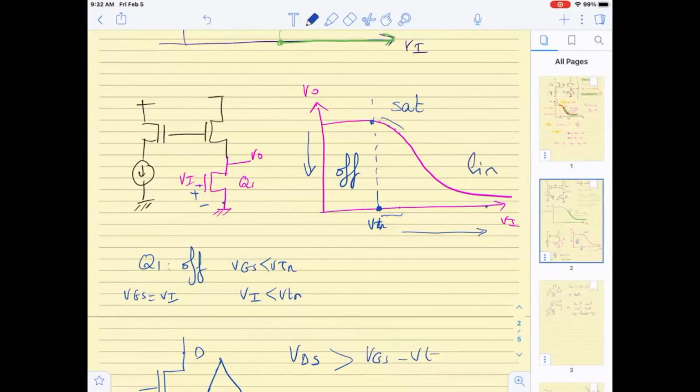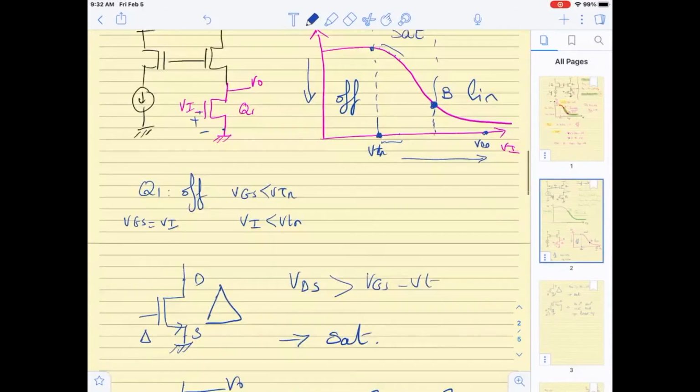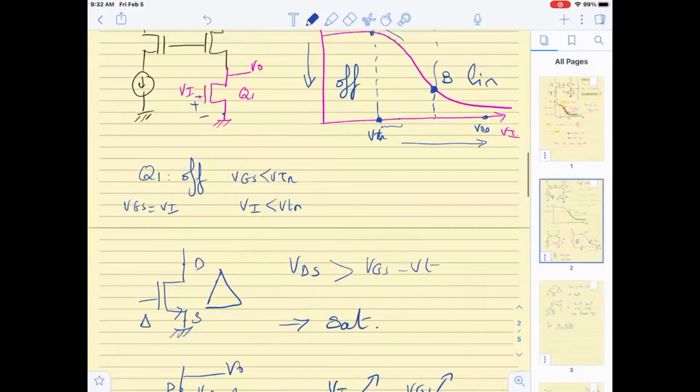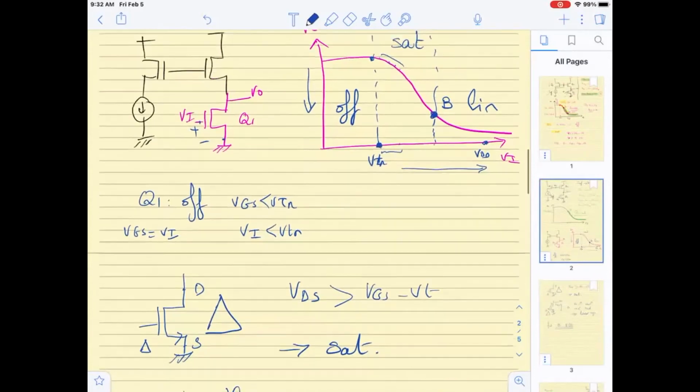Now, there exists a point in between the saturation and the linear, between VTN and VDD, when this becomes very high. I will call it point B, and at this point B, I'm going to try to find the edge of saturation solution. So what is this point B? Our objective is to find the point B, which is the edge of sat. Okay? Is this clear? Yes. Okay, so we want to find the point B, which represents the edge of SAT.